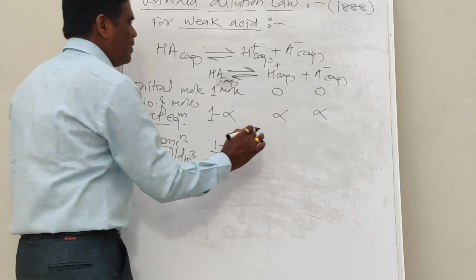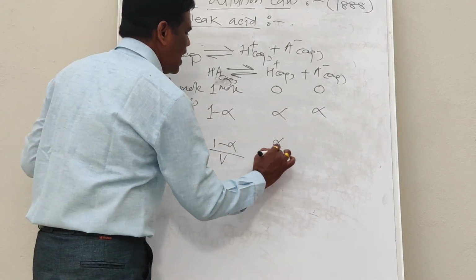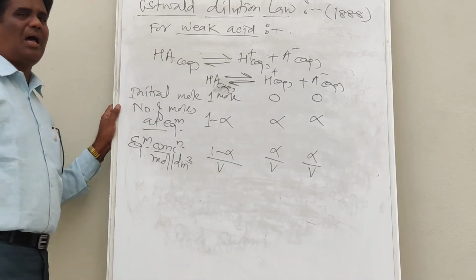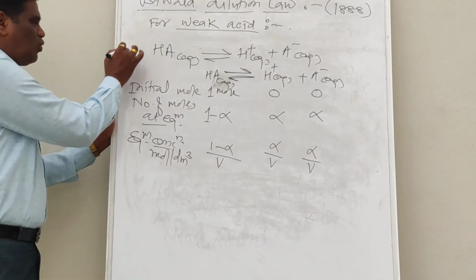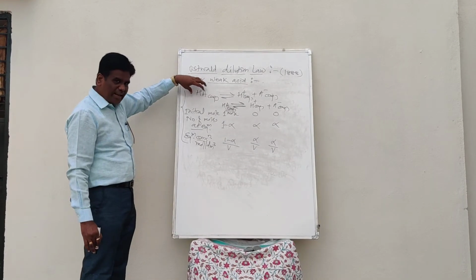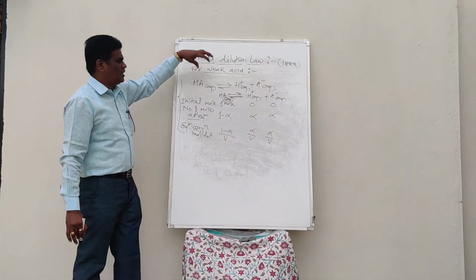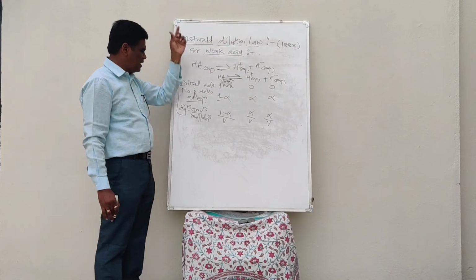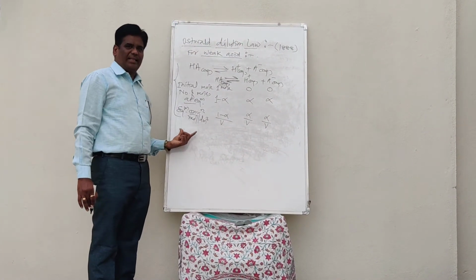What is the equilibrium concentration of H plus? Alpha by V. What is the equilibrium concentration of A minus? That is alpha by V. So in this way, you have to remember that when HA, a weak acid, dissociates in its solution, it dissociates into H plus and A minus ions, and you will get data like that.